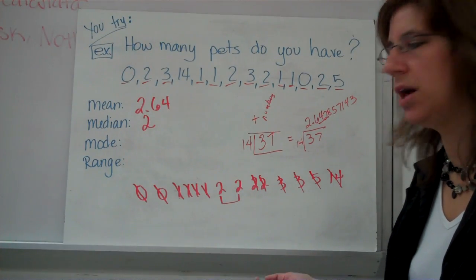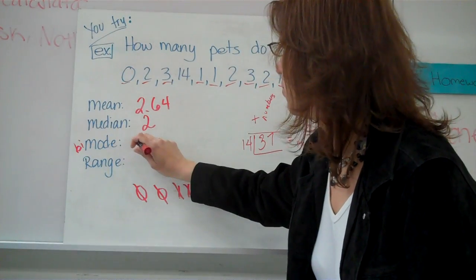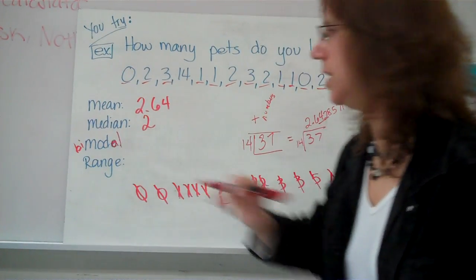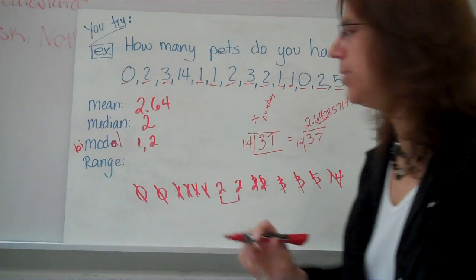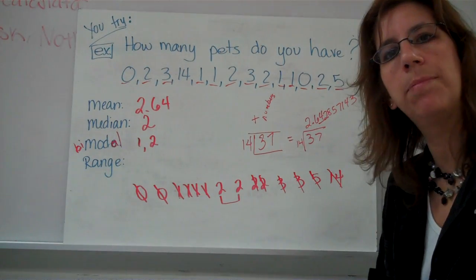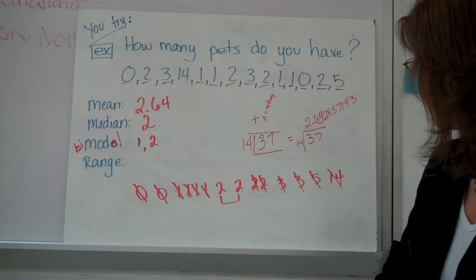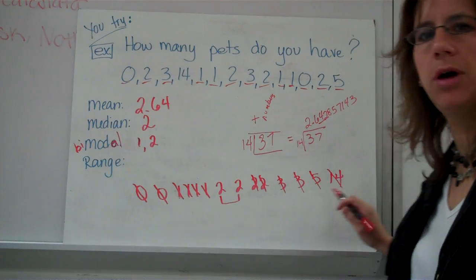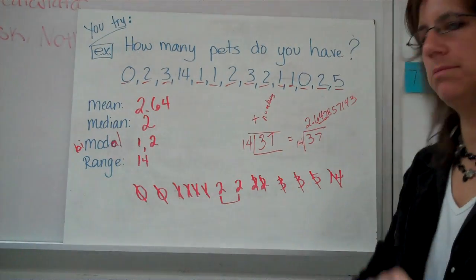So this is an example of bimodal. 1 and 2 are both the modes. They're tied, so they both get the crown of being the mode. This is bimodal. All right, the range, we're going to take the largest and the smallest numbers and subtract them, so it falls across 14 numbers.